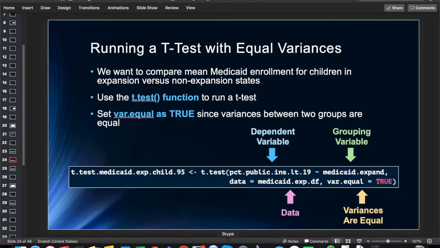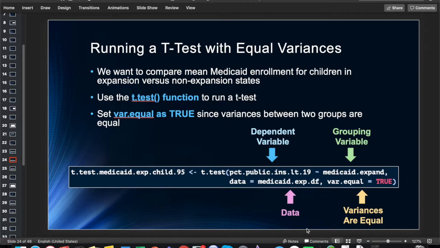So we're going to run just a normal t-test, the standard. It's called a student's t-test in this case. So we would want to use the t-test function. It's not in a package. It's already loaded into R automatically, so this is one you're not going to have to worry about.